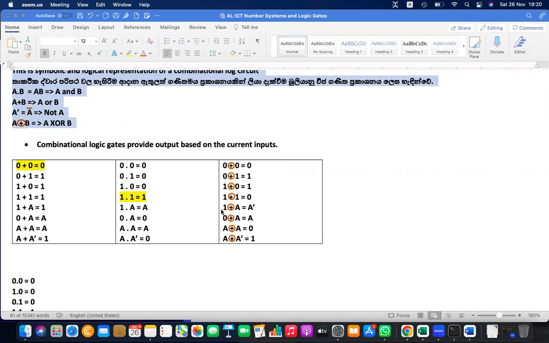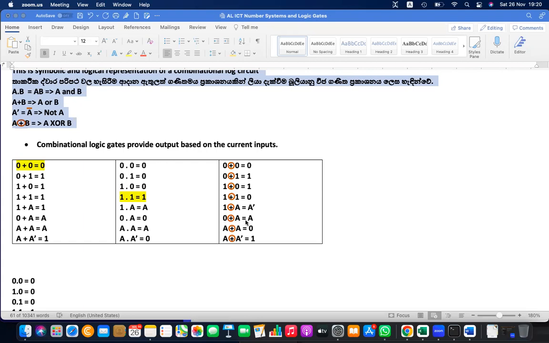Then A XOR 0 is 1. That is, if A is 0, the output will be 1. If A is 1, the output will be 0. That is reverse. That is why A' is here.